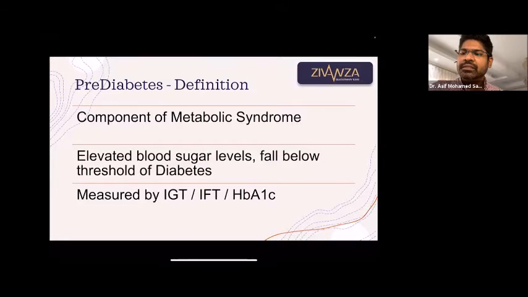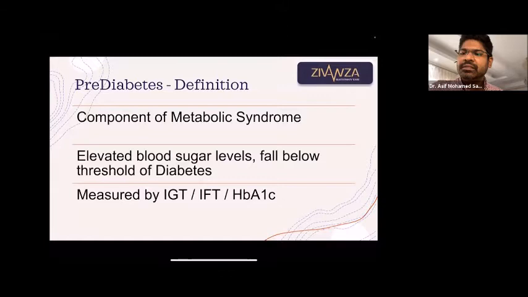And the main disease proper revolves around the fact that it is basically elevated blood sugars. However, the dictum says that it falls below the threshold of type 2 diabetes. So it is neither normal nor completely abnormal. It is like a gray area in between the normal state and type 2 diabetes.